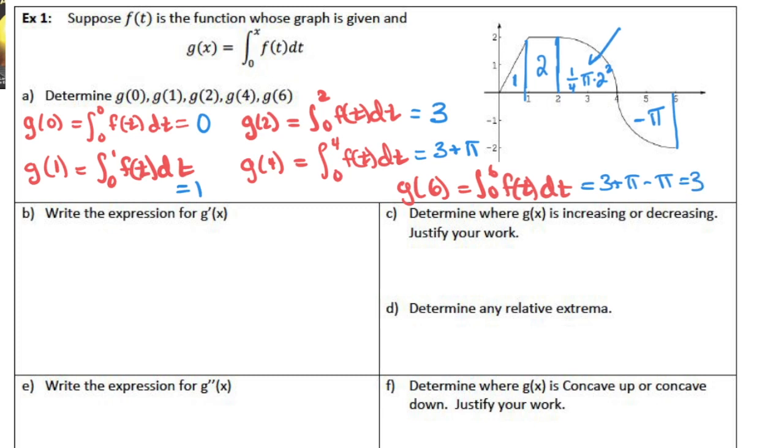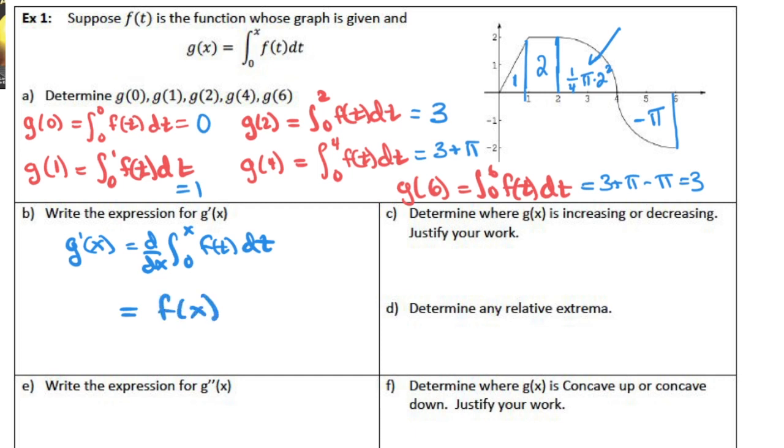So we need an expression for g prime of x. Be very literal with your problem. So g prime of x is d dx of your integral from 0 to x of f of t dt. Use that second fundamental theorem of calculus. You get f of x.